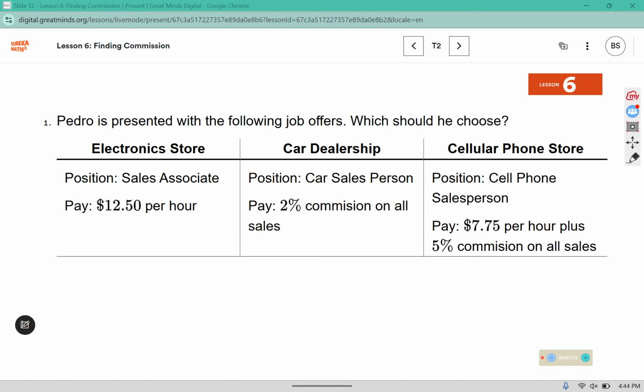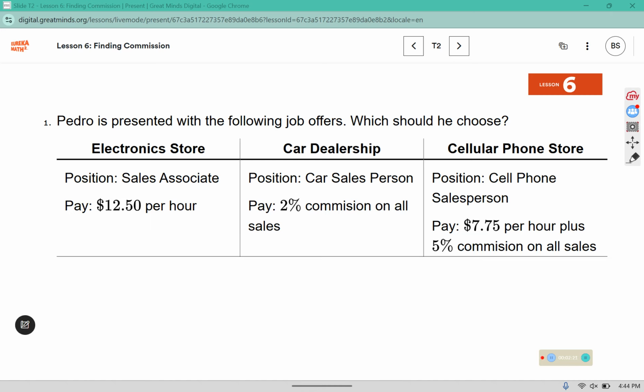So to get paid an hourly rate, he gets paid based on how many hours he works. The commission is based on the value of how much he sells. So if he sells many cars or really expensive cars, he could earn a lot of money using a commission system. At the cell phone store, if he sells multiple cell phones, he's going to earn money based on the value of the cell phones.